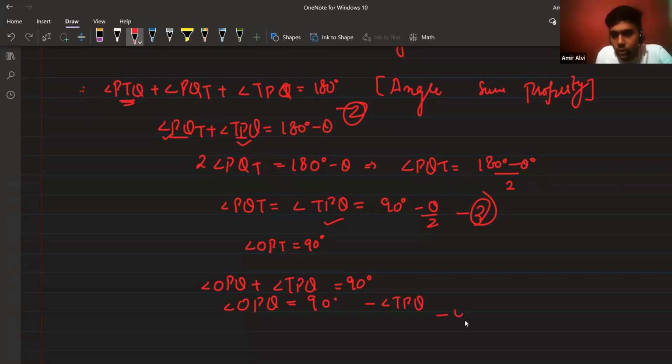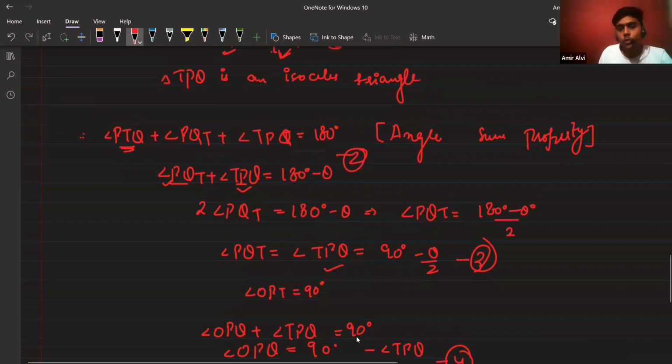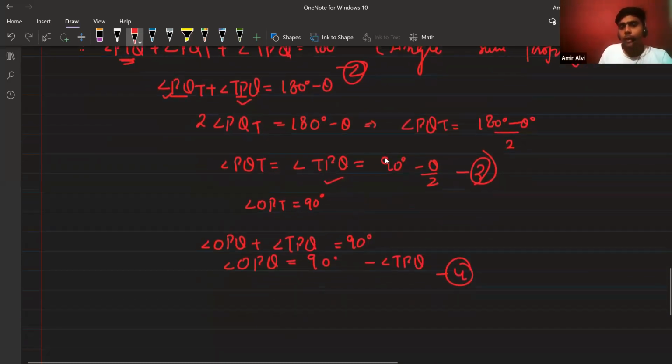This is your fourth equation. Substitute the third equation into the fourth equation. Sir, won't the minus theta change to plus? Yes, it will. First it will be written in brackets, and when you open the bracket, it will become positive.